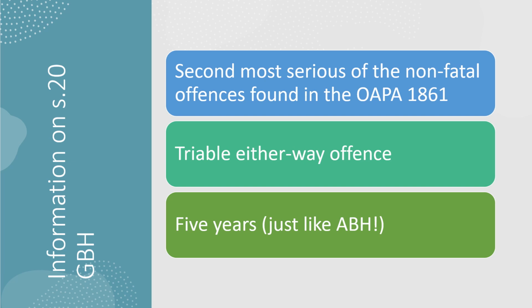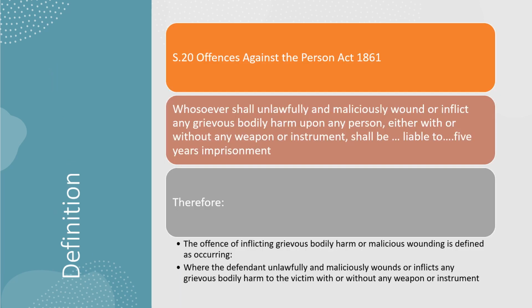Now this is the second most serious of the non-fatal offences found in the Offences Against the Person Act 1861. The most serious we look at is Section 18 GBH and wounding. So this is still a triable either way offence, and the maximum prison sentence is 5 years, just like it is in ABH.